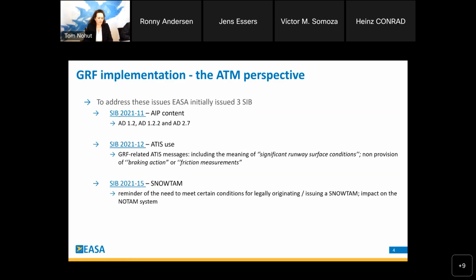In order to address this, we have been thinking how to best approach and quickly inform the ATM and other airspace users by the tools we have in-house. Basically, in order to address the AIP content, we have issued the SIB in 2021. We have followed the SIB on ADS use, in order to try to address the inconsistency between Annex 11 and PANS-ATM, and finally the SNOWTAM. So there were three SIBs in order to capture the operational need from the initial perspective.